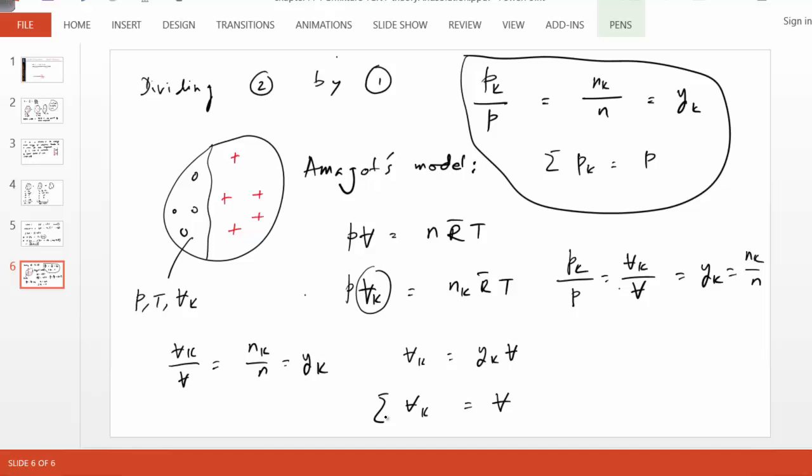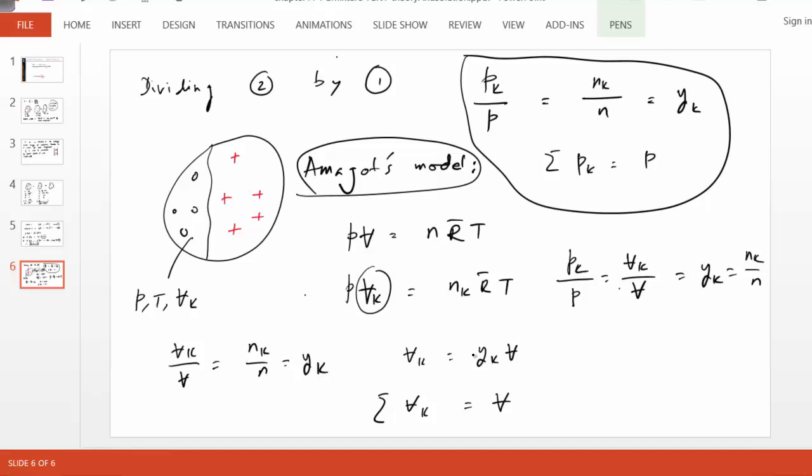So Amagat's model, which we are not going to use as much as Dalton's model, essentially is a counterpart of Dalton's model on a volume basis. Here we have a mixture. You can imagine, suppose in your room we have an oxygen and nitrogen mixture. You can imagine, oh, I can separate oxygen and nitrogen. How much volume will the oxygen occupy? The answer would be simply Vk, which is the total volume of your room, times the mole fraction of oxygen, which, we showed in our previous part, is about 0.21 in air.